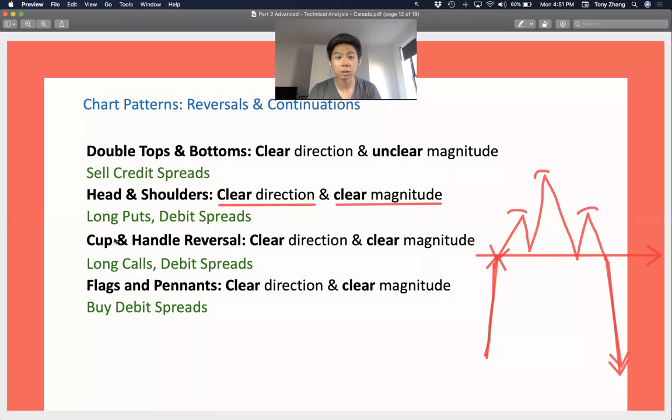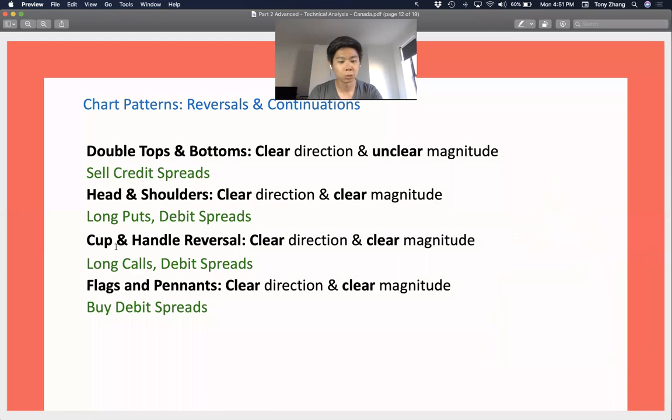So for those types of strategies, you're better off either buying a put if you think it's going to be a quick move, or buying a debit spread if you think it's going to be slightly more of a controlled move to the downside. But head and shoulders is one of the few patterns that does provide you with a clear sense for magnitude.